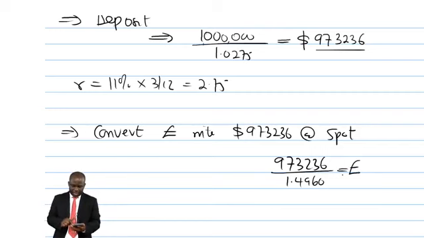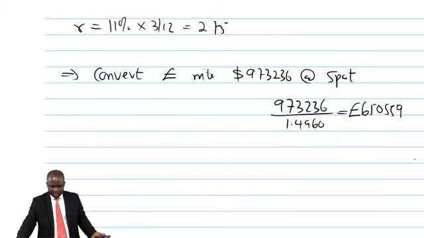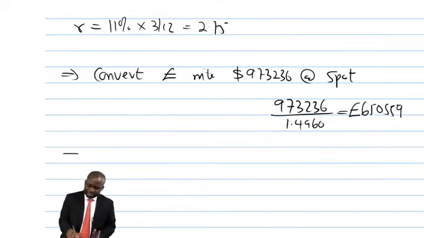So I will say 973,236 divided by 1.4960, and that is giving approximately 650,559. Okay, so if this is the case, this is the amount I have to borrow in the UK.